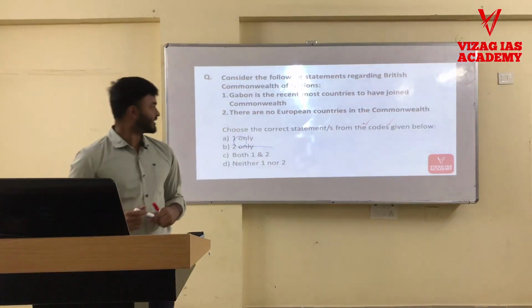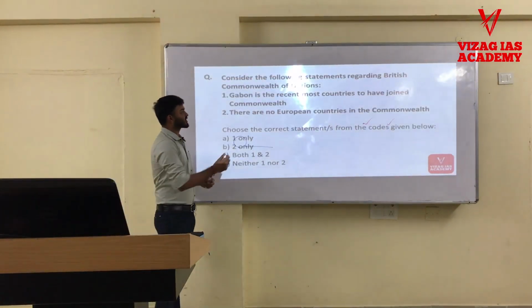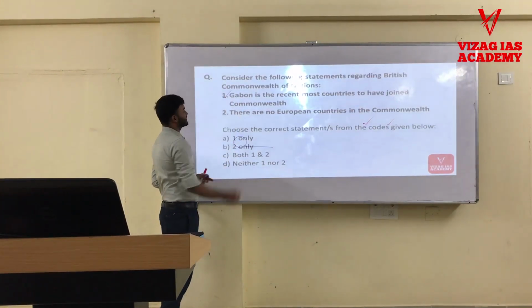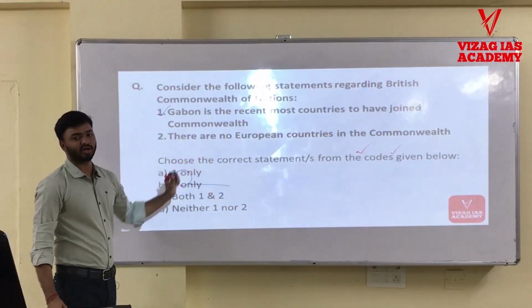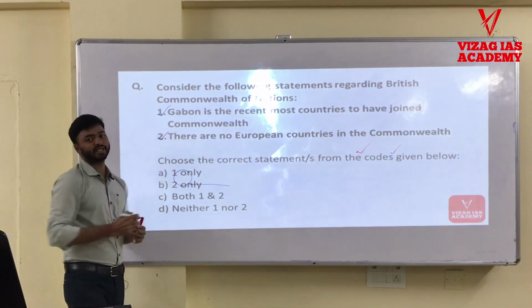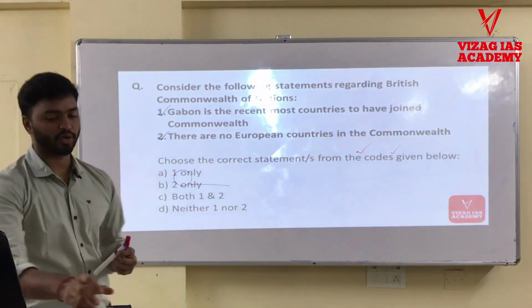So let us see the statements. Gabon is the most recent country to join the Commonwealth, correct. There are no European countries in the Commonwealth, this is false. There are 3 European countries which are part of the Commonwealth.